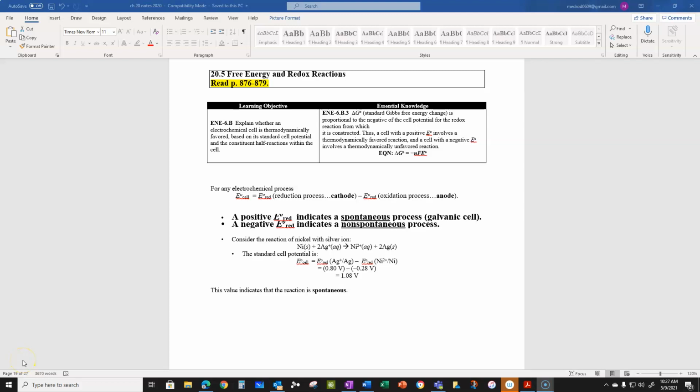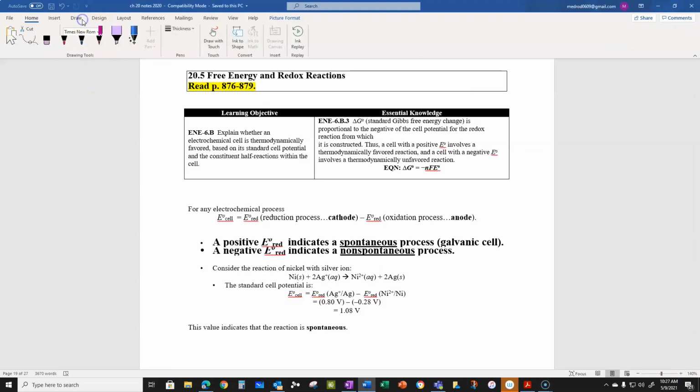All right, AP 20.5. Let's talk about how this delta G and E are going to come together. So we have our learning objective. Let me make my page a little bigger for us going blind people because of staring at computers for 14 months. All right, so 20.5, free energy and redox reactions.